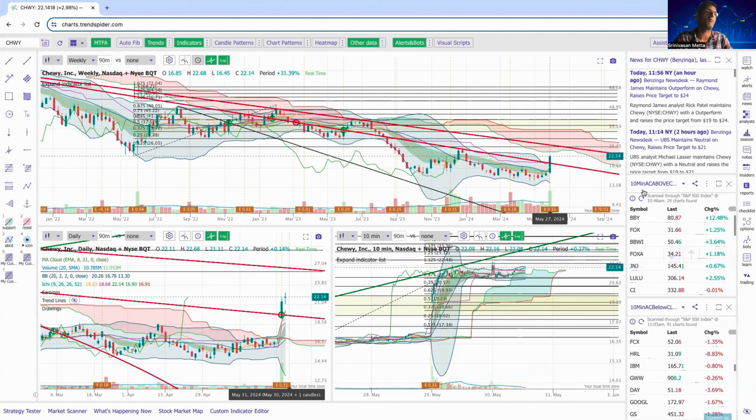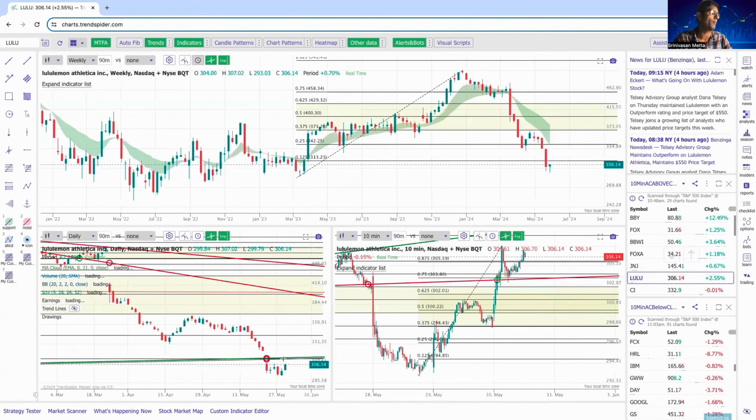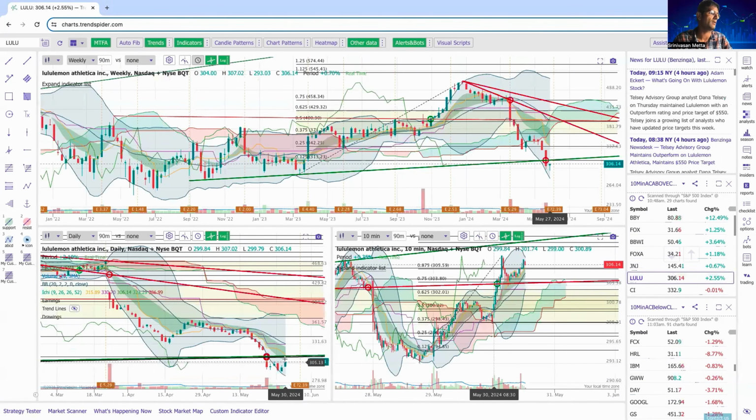So here I have two scanners, 10-minute above the cloud and 10-minute below the cloud. This tells me what I'm doing and where I want to enter. Lulu is another trade that is showing up today. If you look at Lulu, the first target is 309, and then it could go up to 313 and then 315. So there's a lot of money to be made on Lulu if you're patient and enter at the right place.